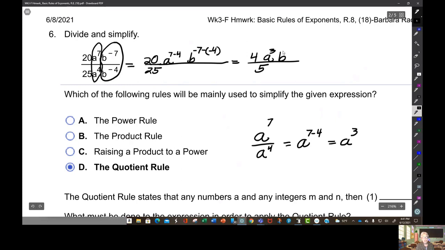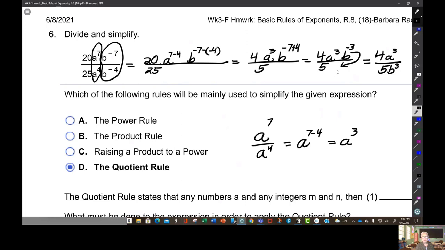B, we need to take an extra step here, negative 7 plus 4. So that will be 4 over 5. Okay. A to the 3rd, B to the negative 3rd. And it wants to go down there. So our final answer is going to be 4a to the 3rd over 5b to the 3rd, because when you change the position, you change the sign on the exponent also.